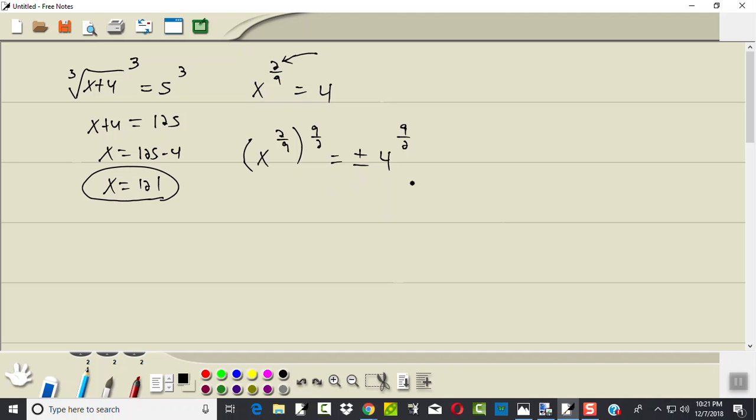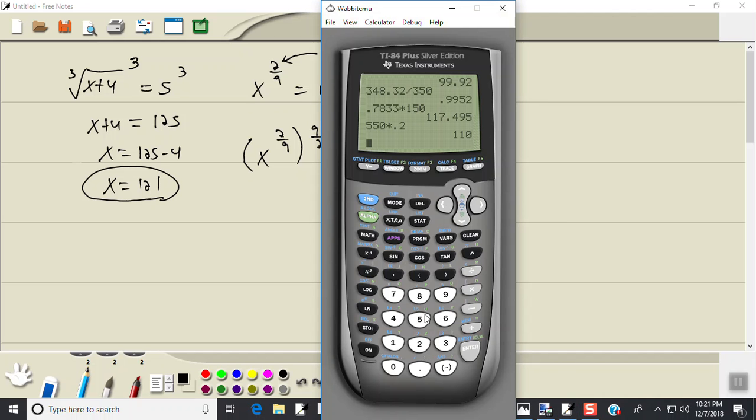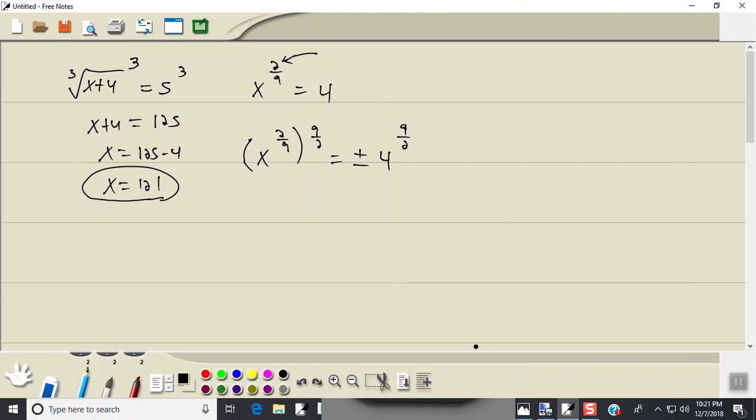Now, 4 to the 9/2, and plug that in my calculator. 4 caret, beginning parentheses, 9 divided by 2, gives us 512. The 2's cancel here, the 9's cancel here, just leaves me x. And those would be my two answers. Clear that off.